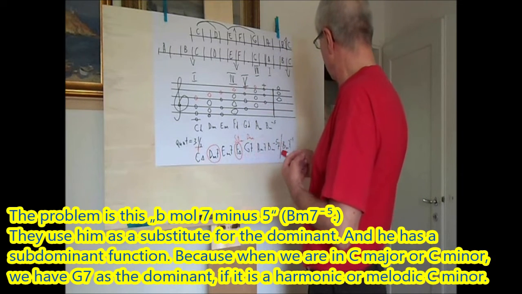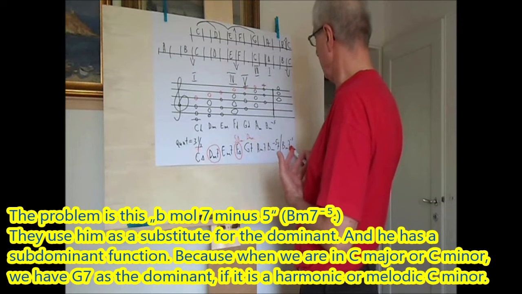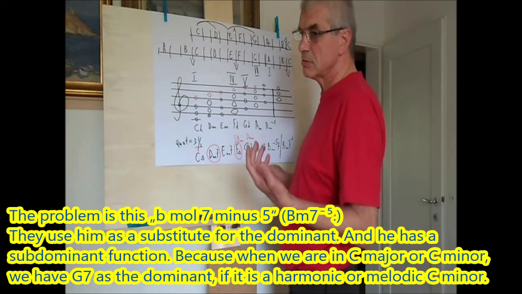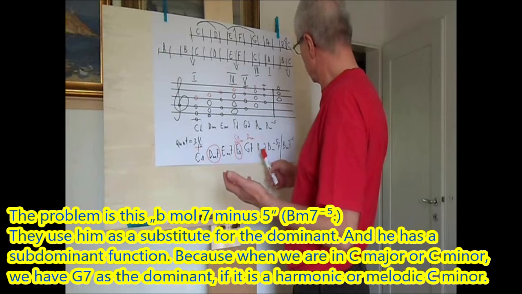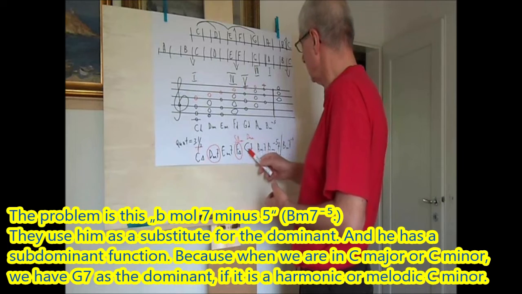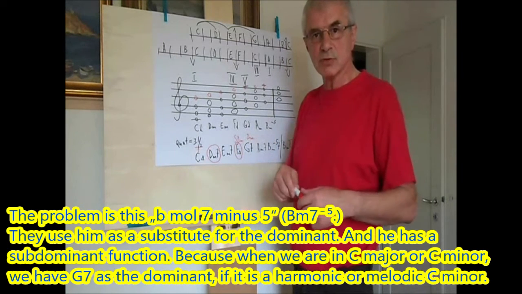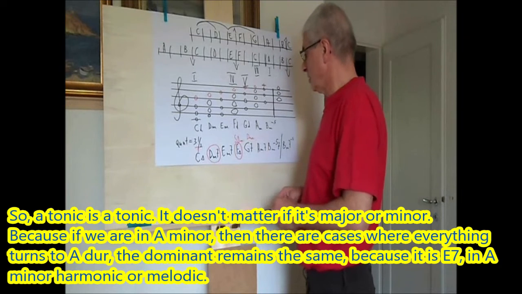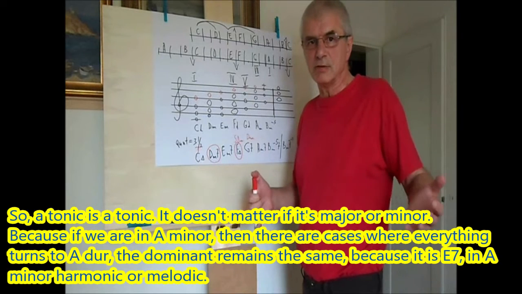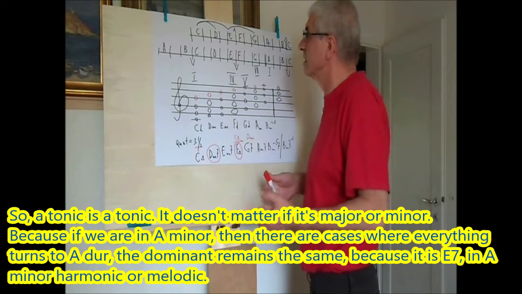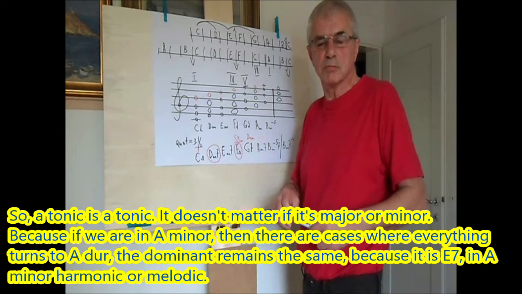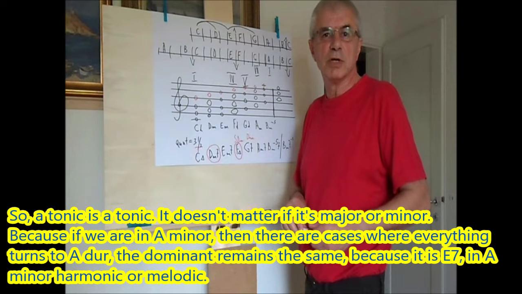The problem is this flat 7 minus 5. They use it as a substitute for the dominant. And it has a subdominant function. Because when we are in C major or C minor, we have G7 as the dominant, if it is harmonic or melodic C minor. So, a tonic is a tonic. It doesn't matter if it's major or minor. Because if we are in A minor, then there are cases where everything turns to A major. The dominant remains the same, because it is E7, in A minor harmonic or melodic.